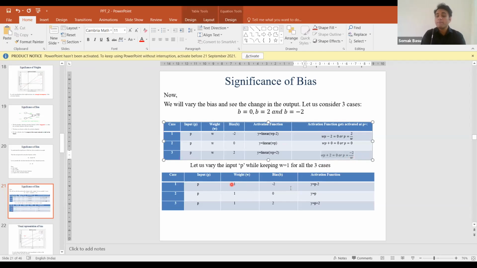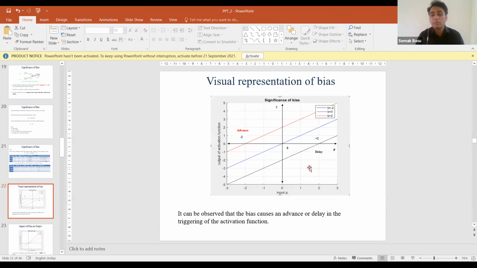What this means is, if the value of the bias is minus 2, the activation function will be triggered at, say, P is equal to 2. If the value of the bias is plus 2, then the activation function will be triggered earlier. I'll just give you the graph, you'll maybe understand better.